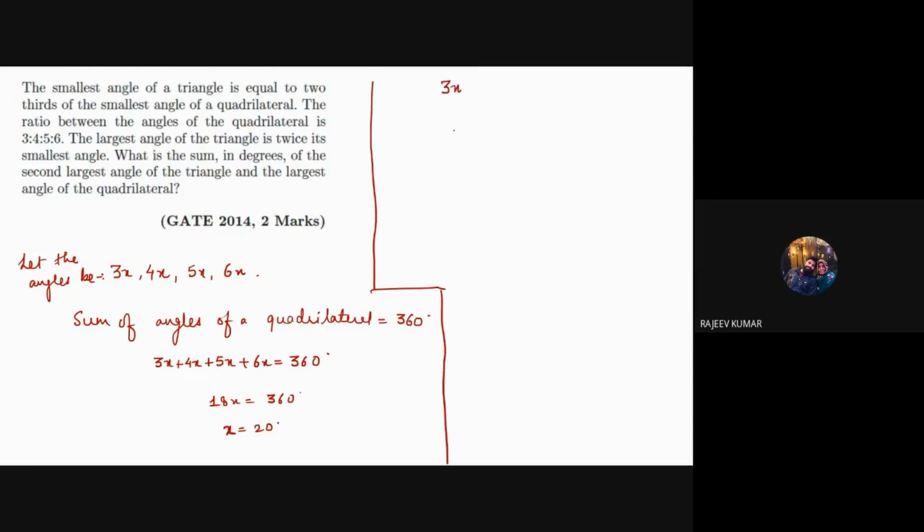So angles क्या होंगे हमारे पास: 3x, 4x, 5x, 6x. 3x will be equivalent to 3 into 20, that is 60 degrees. 4x is 4 into 20, that is 80 degrees. 5x is 100 degrees and 6x हो जाएगा 120 degrees. Now the smallest angle of the triangle is equal to two-thirds of the smallest angle of the quadrilateral, that is 3x. So it is basically 2 times x. X is 20, so it will become 40 degrees.